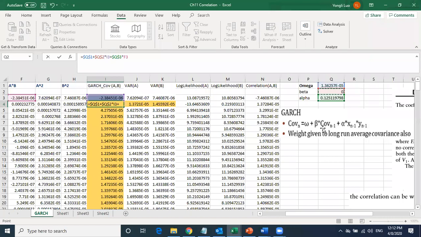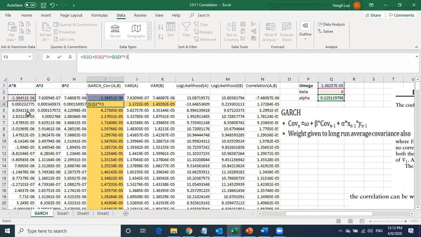Beta times the covariance of the previous period. You times this one, the previous period. And then you plus alpha. You have to get alpha here. This is alpha, and you put the $ sign, times the product of the returns of these two assets. That's F4, F3.